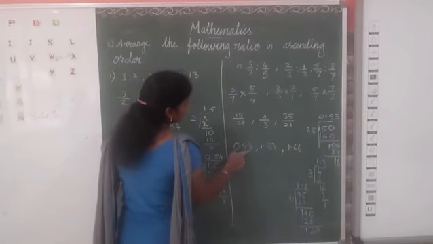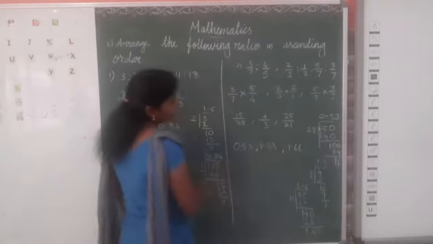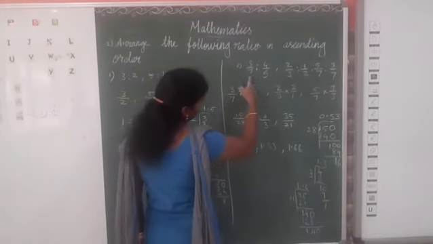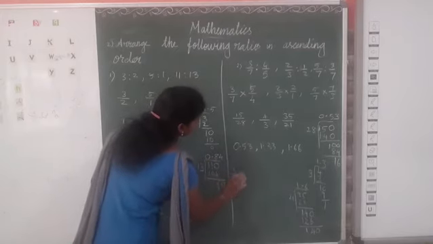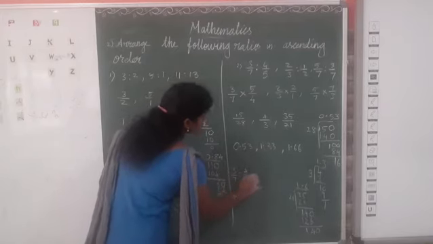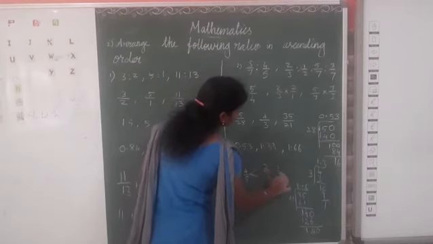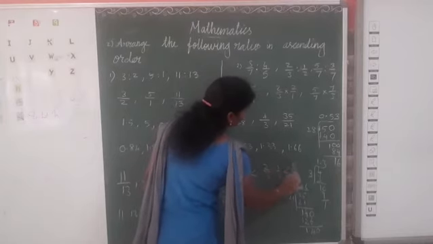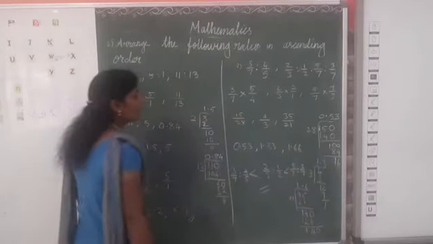This 0.53, then 1.33, then 1.66. So we can write, how can you write? 3 by 7, 3 by 7 is to 4 by 5 is first. Then 2 by 3 is to 1 by 2. Then 5 by 7 is to 3 by 7. That is in order, isn't it? This is the answer.